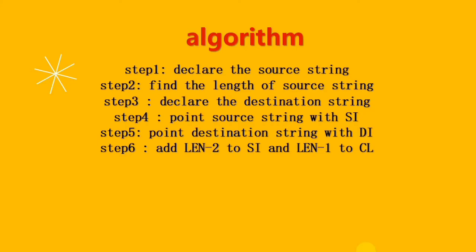So why you need to do this is you need to take your SI to the end of the first string, or the source string, so that you can start copying from the last character and copy that character into the second string. So you need to repeat this step for len-1 number of times. So for that you need to pass len-1 to CL.